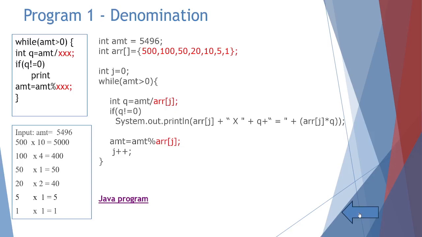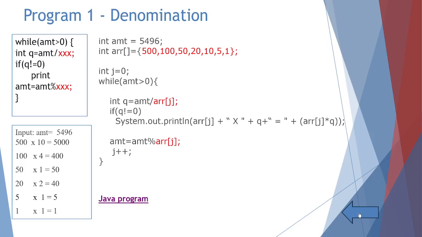Now, if you see the left-hand side first box, we are trying to understand what to do. Three simple statements: amount, we read, but here I have initialized the array. The array is definitely initialized because notes are given in the problem statement. Then j equals 0. This is to access the index of the array: 0 index 500, 1 index 100, and so on and so forth.